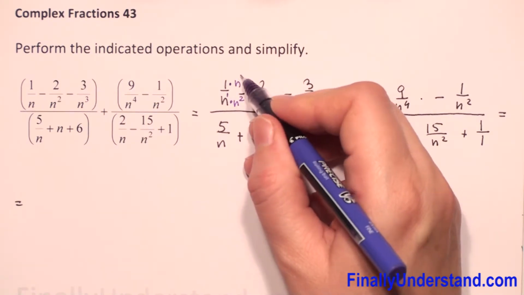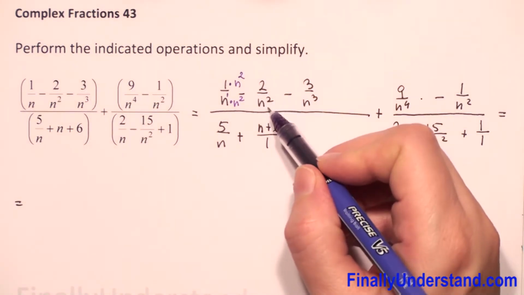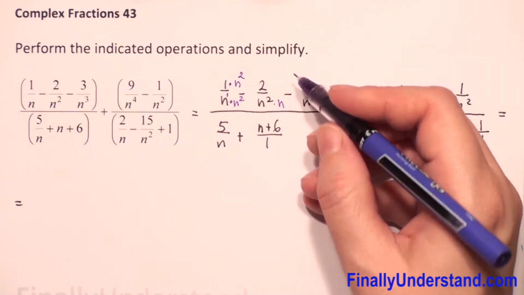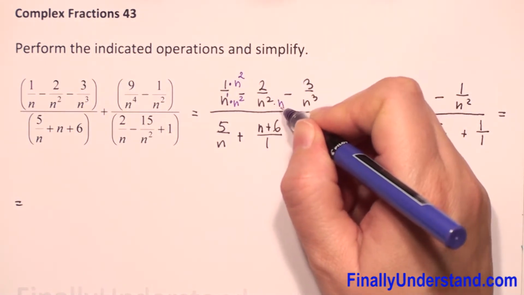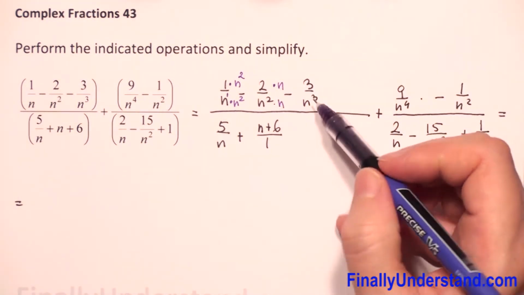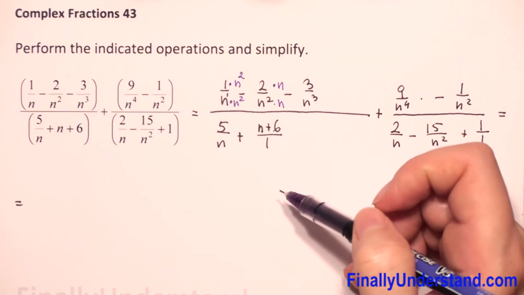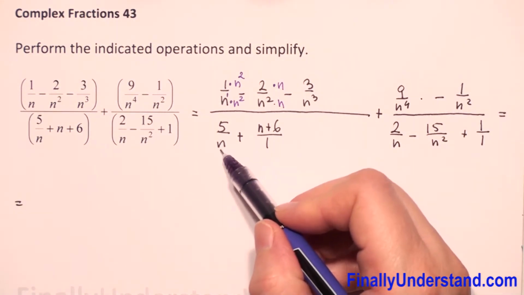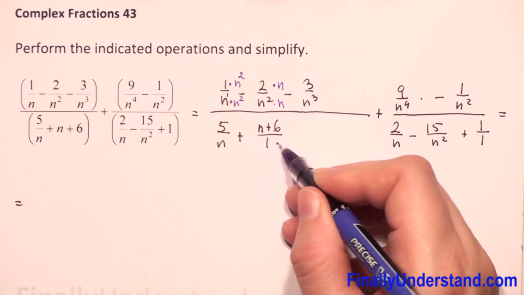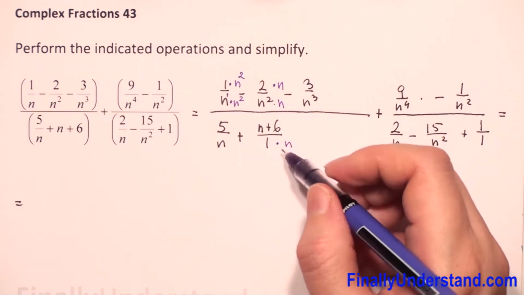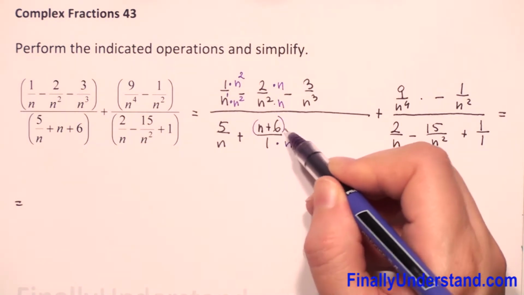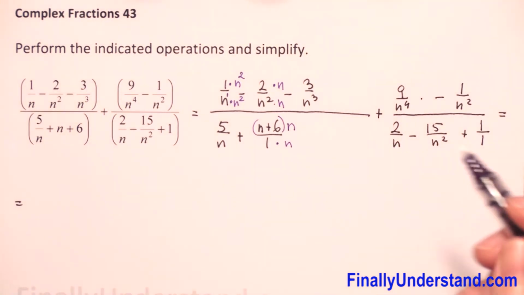So I have to multiply 1 times n square. Now we have n square in the denominator, so I need to multiply times n to get n cube. Whatever I did with the denominator, I have to do the same with the numerator. And the third fraction is okay because we have n cube. Now we have in the denominator n and 1, so the denominator will be n. So I need to multiply 1 times n, and whatever I did with the denominator, we have to do the same with the numerator. So n plus 6, I have to multiply times n.